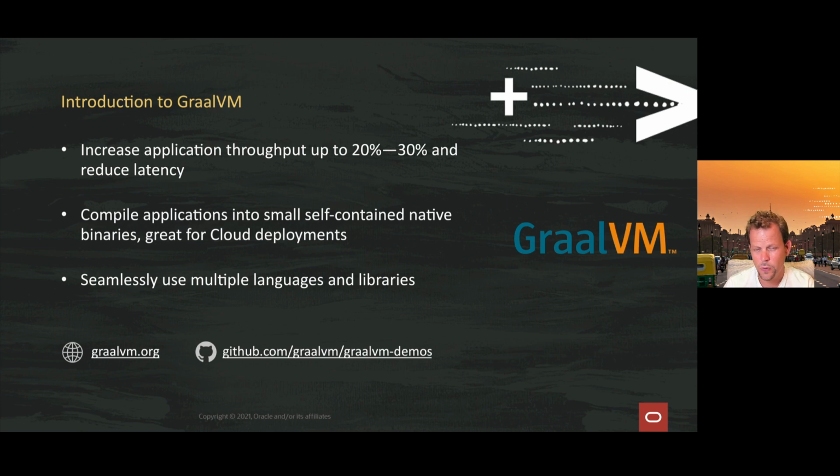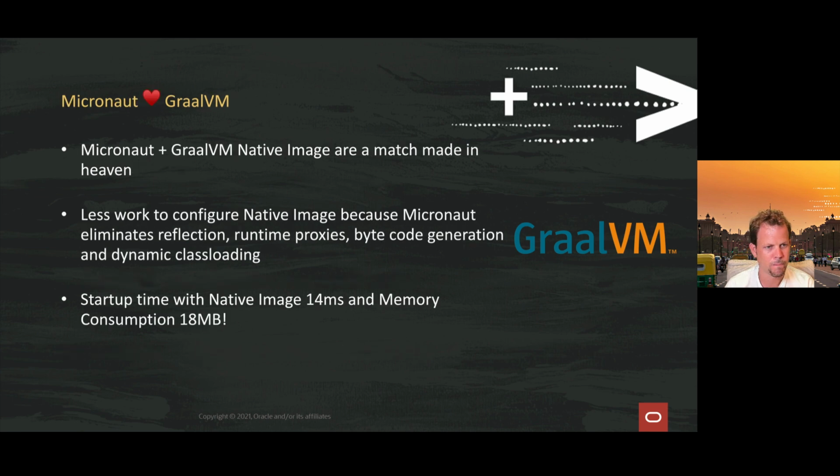It also features the Truffle language framework, which allows you to seamlessly interoperate multiple languages and libraries. And there are implementations of Truffle for things like JavaScript, Python, and Ruby. To find out more, head over to graalvm.org and check out the demos on GitHub for more information.